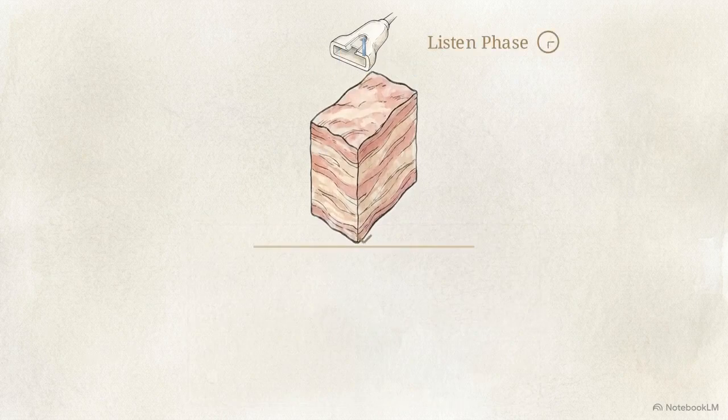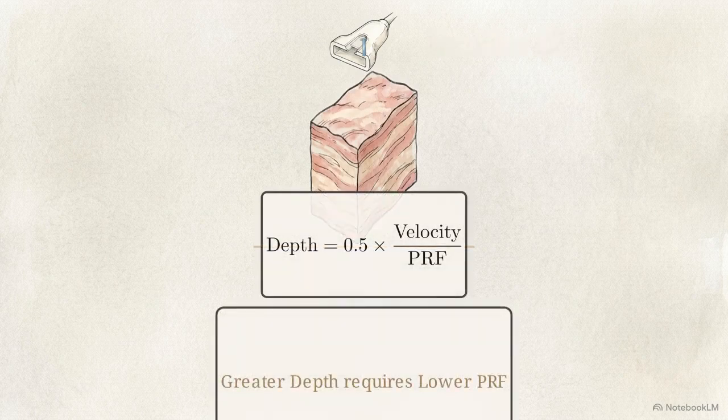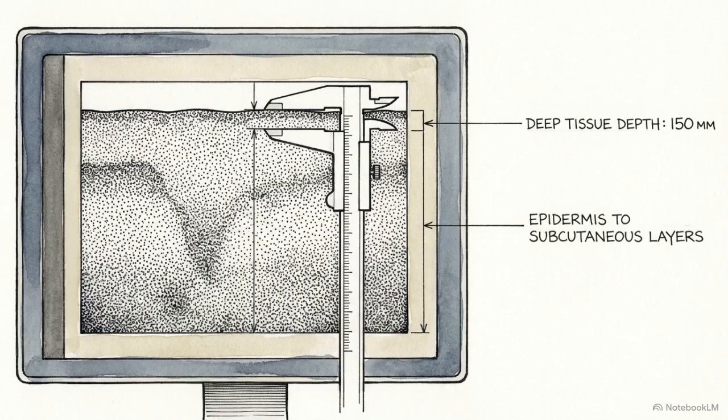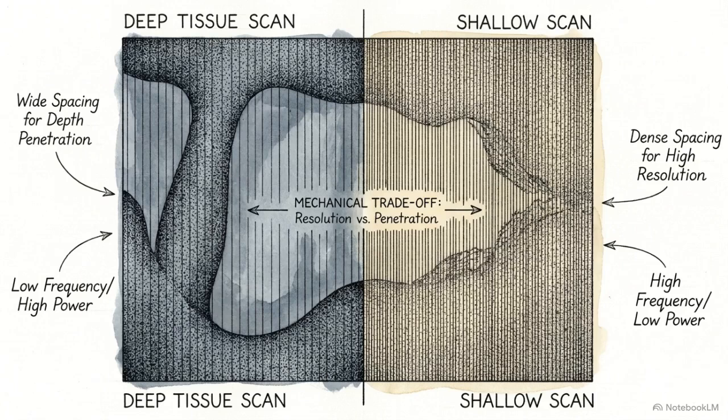The transducer waits for an echo from the deepest target tissue to return. This dictates the depth of view. Depth equals 0.5 times the sound velocity divided by the PRF. Because the speed of sound is constant, imaging deeper anatomical structures necessitates a longer listen phase. Similarly, increasing the number of scan lines to gain more detail requires more pulses per frame, which also forces a lower PRF. This creates a fixed clinical trade-off.